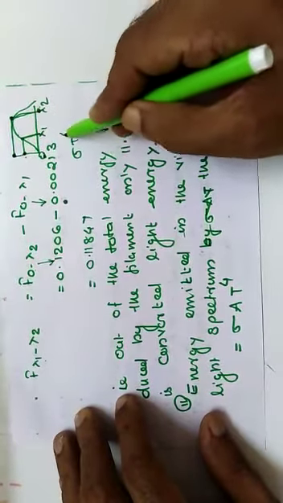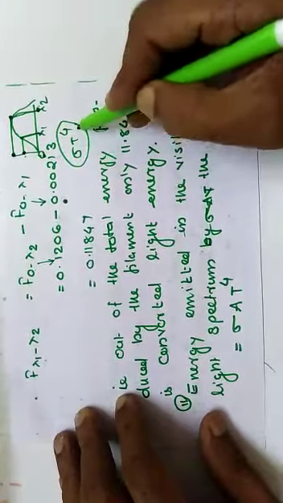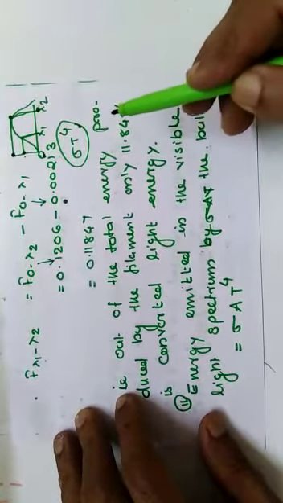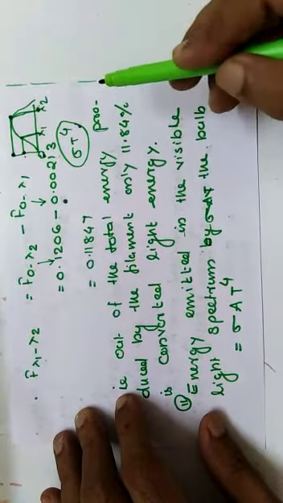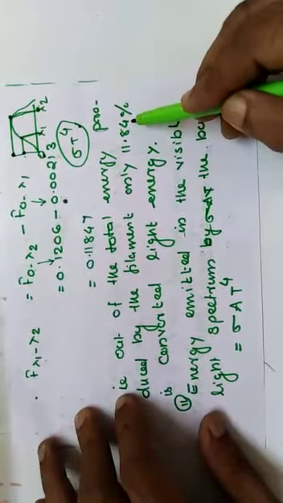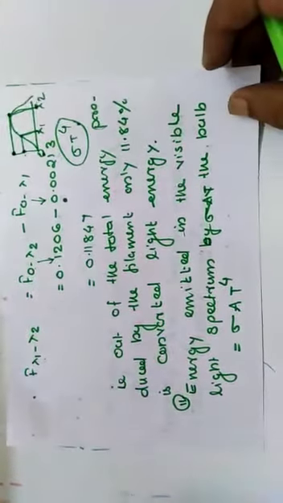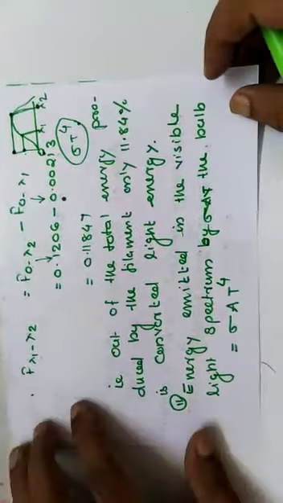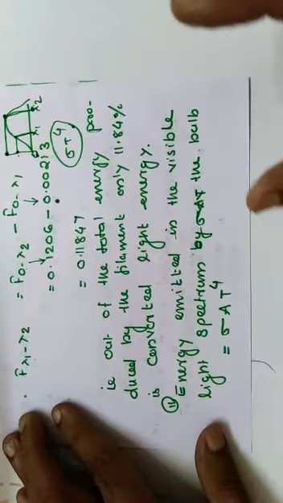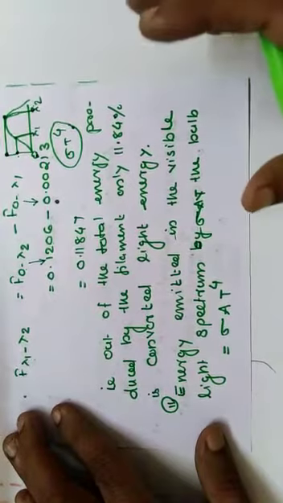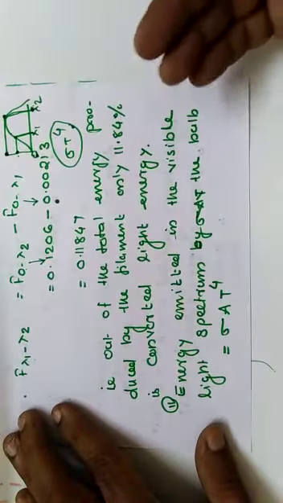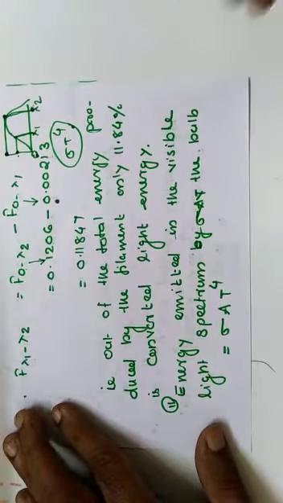Sigma T raised to 4 is the total energy produced. Out of this total energy, 11.84% will be converted into light energy in the visible spectrum region. That is why incandescent lamps are considered to be very inefficient. Most of the energy goes to heat energy. Only 10% or even less than that is converted into light energy.